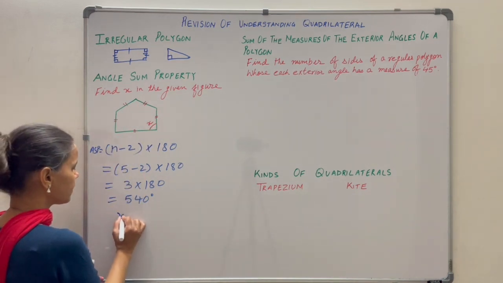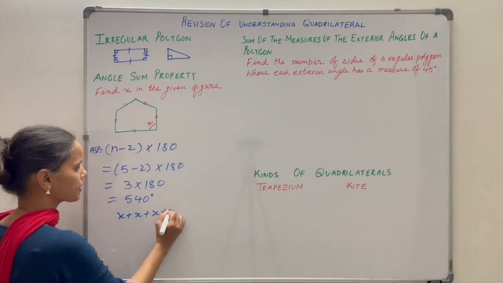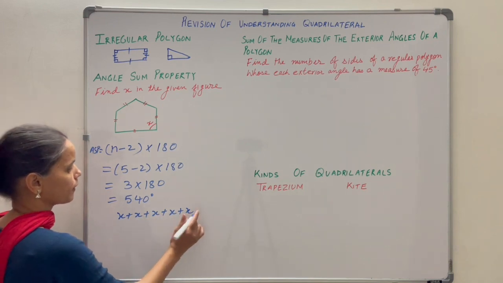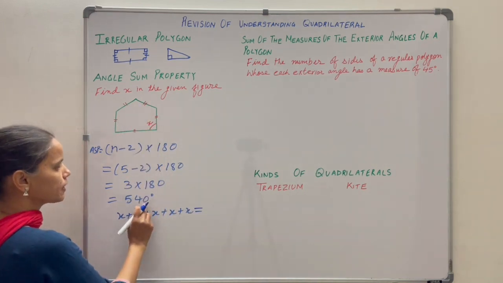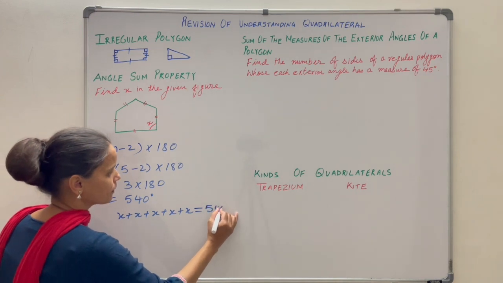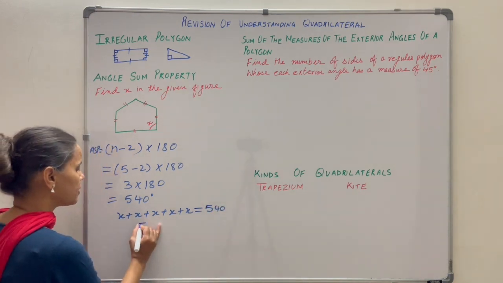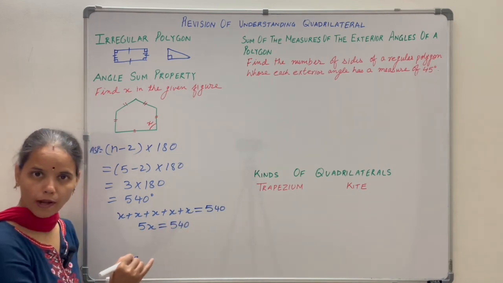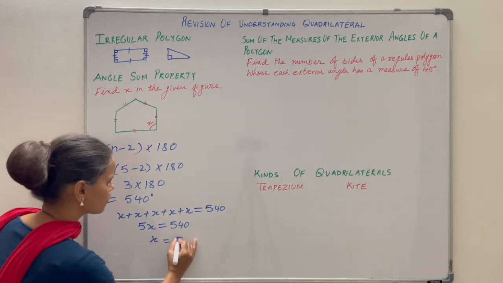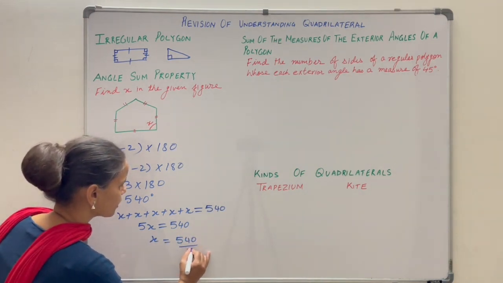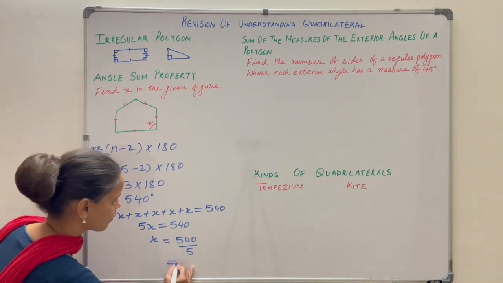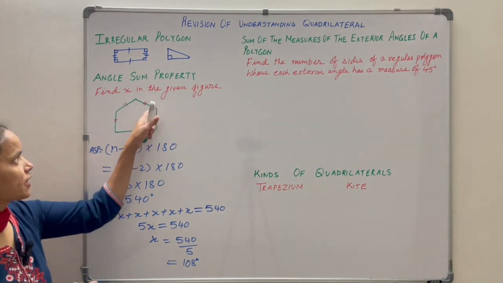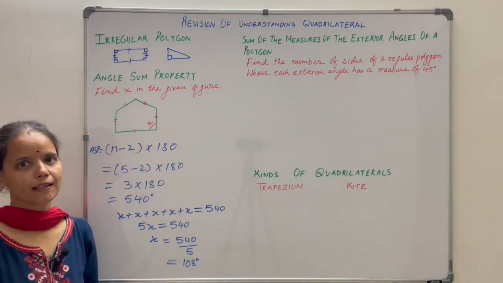So how many angles are there? x plus x plus x plus x plus x. So 5 angles are there. 1, 2, 3, 4, 5. And the sum of all these 5 angles is 540. Repeated addition is multiplication. So this is 5x. 5x equals 540. So x equals 540 divided by 5. So this equals 108 degrees. So each interior angle is 108 degrees.